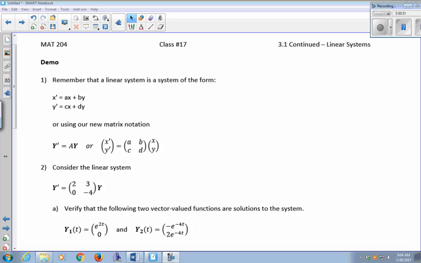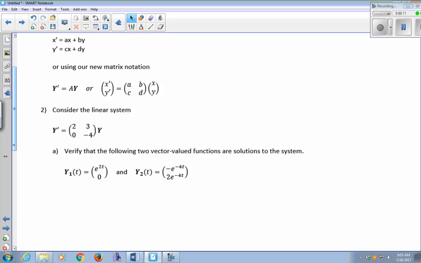Continuing to talk about linear systems, remember that a linear system looks like x prime equals ax plus by, y prime equals cx plus dy. Using our new matrix notation, you can take your x prime, y prime, put them in a vector. A, B, C, D is called your coefficient matrix times your vector x, y. And you can write it all out, or you can name your vectors and your matrices y prime and A and y.